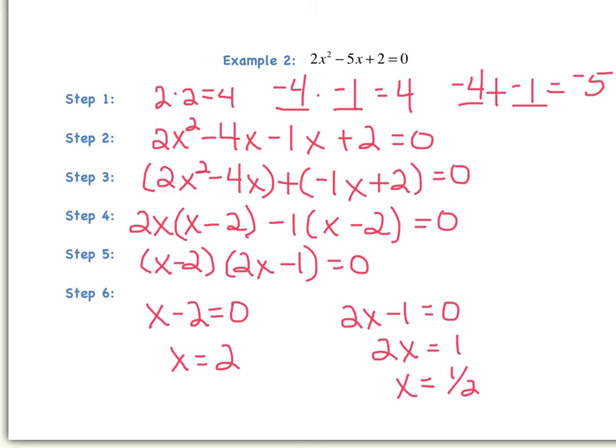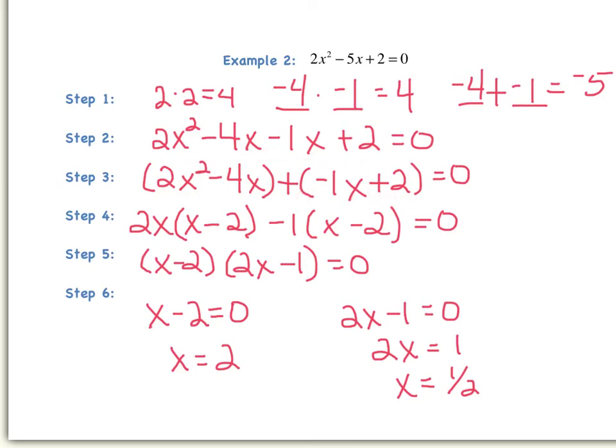Now I'm ready to replace the negative 5x using my factors. So I start out with 2x squared, just like the original, but instead of minus 5x, I've replaced that with minus 4x minus 1x. And then I bring down the plus 2 equals 0. Now I'm ready to group the first two terms together into a binomial. And then I will group the second two terms together as a second binomial.